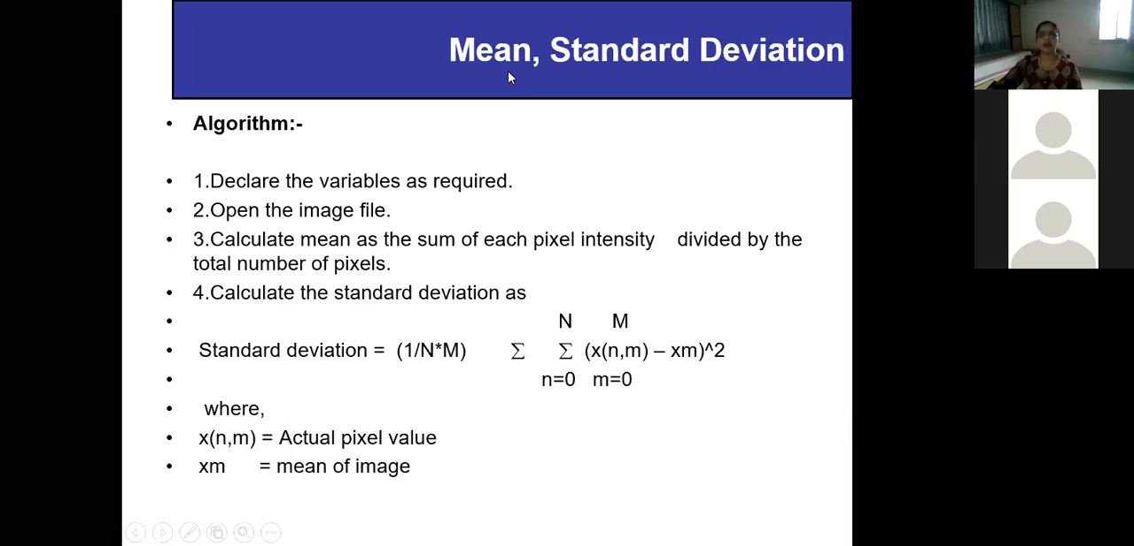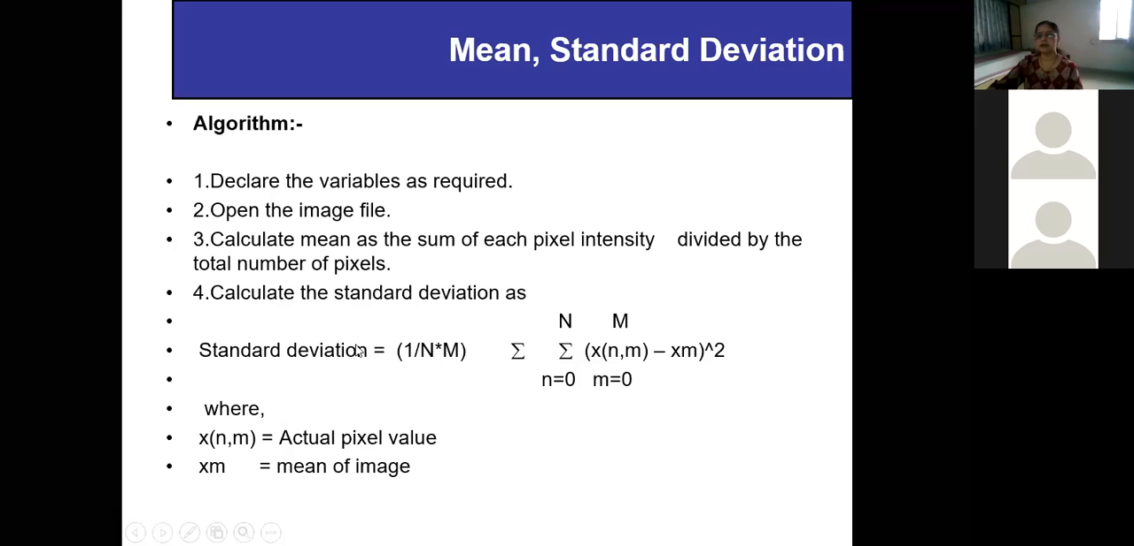Now let us have a look at what we mean by mean and standard deviation. I think you are familiar with these terms. The mean of an image is nothing but the average value of all the pixels. So we take the summation of all the pixel intensity values and divide that addition by the total number of pixels. That gives you the mean, or arithmetic average value, of the image.